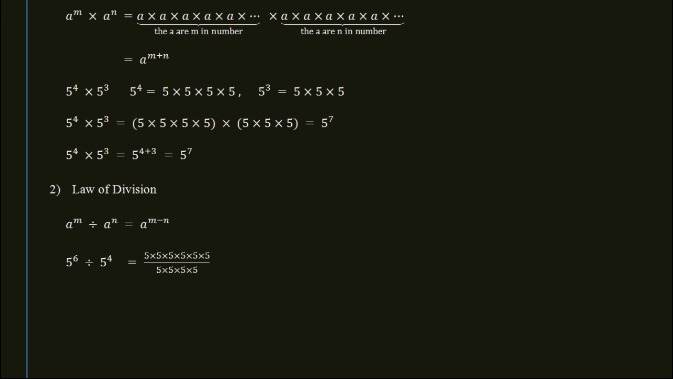The 4 5s in the denominator will cancel with 4 5s in the numerator, leaving 2 5s in the numerator, so we shall further write on simplifying 5 times 5, and this is equal to 5 to the power 2.